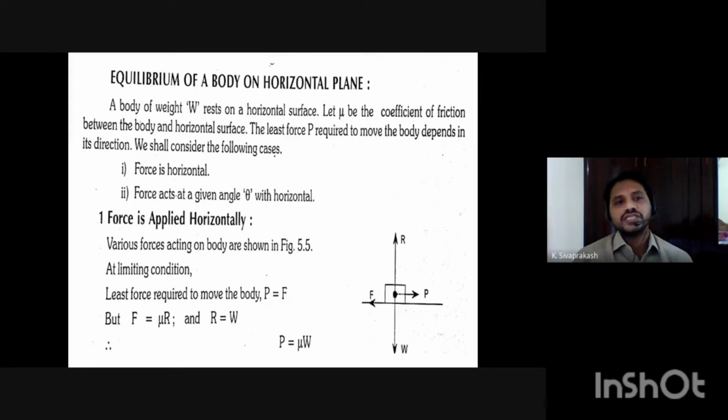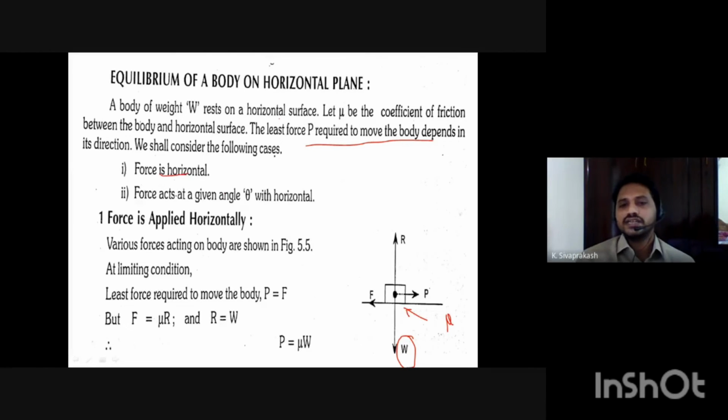Now, how is the equilibrium of a body on the horizontal plane? Let us see here. A body of weight W is at rest on the horizontal surface. Initially, consider W as the weight of the body, resting on the horizontal surface, and mu is the coefficient of friction between the two contact surfaces. The body is in contact with the horizontal surface, so you can take mu as the coefficient of friction. The least force P required to move the body depends on the direction.